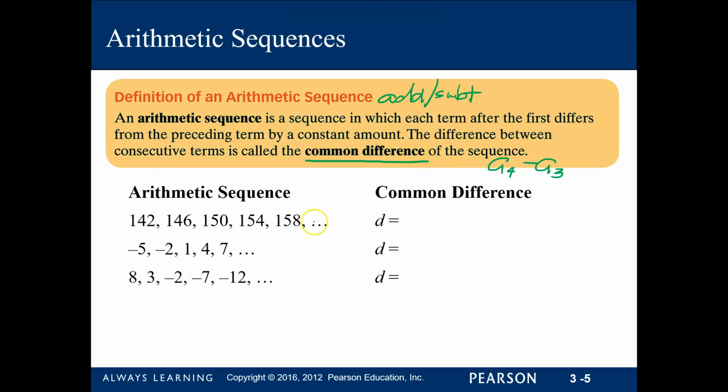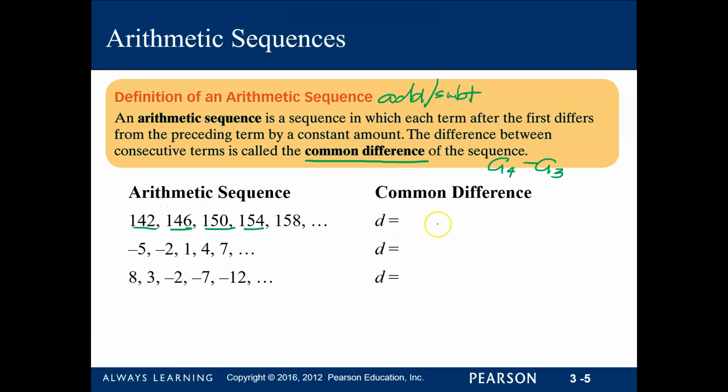So let's have these examples. We can say that this is an arithmetic sequence. Why? If you take a look at the pattern, 142, 146, 150, 154, you will notice that it is increasing by 4, all right? So the pattern you are seeing is always plus 4, plus 4. So we know that this is an arithmetic sequence.